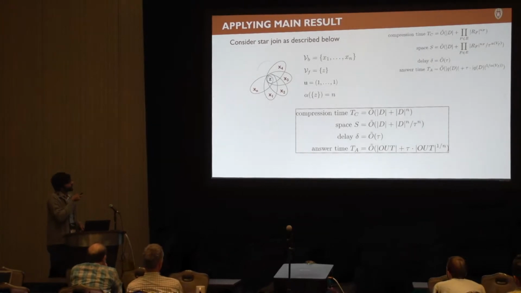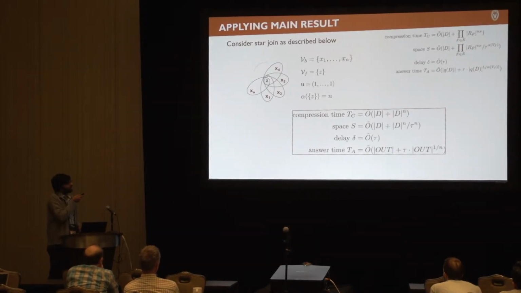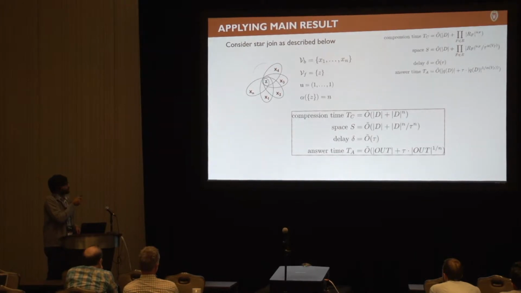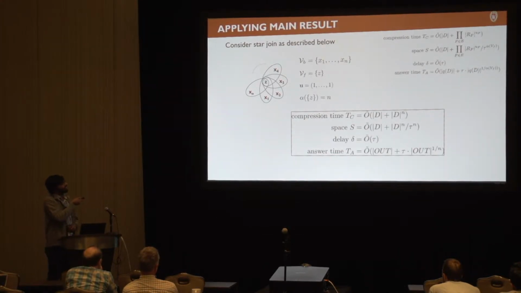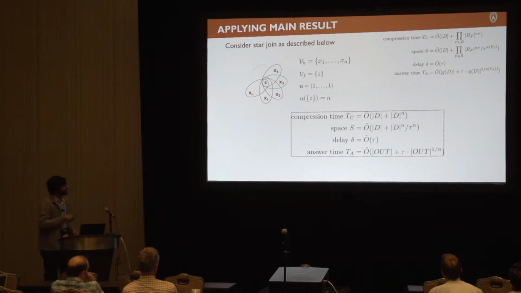So applying the main result that I showed on the previous slide, these are the trade-offs that we will get. So in compression time d to the n, the space requirement of my data structure will be d to the n divided by tau to the n, and then I will get a delay guarantee of tau, and my answering time is the time required to enumerate the output plus the overhead of tau times out to the 1 over n.